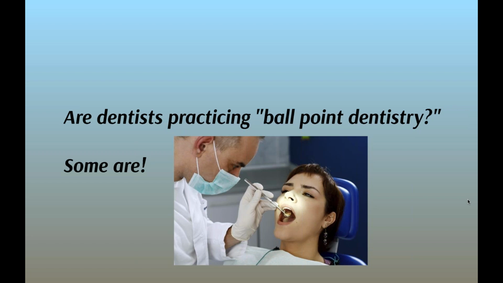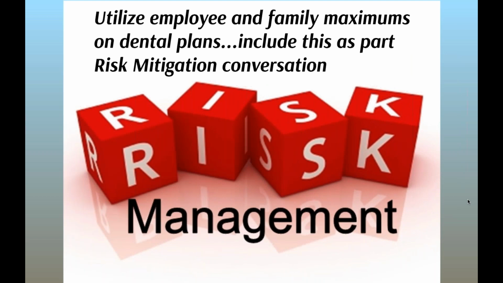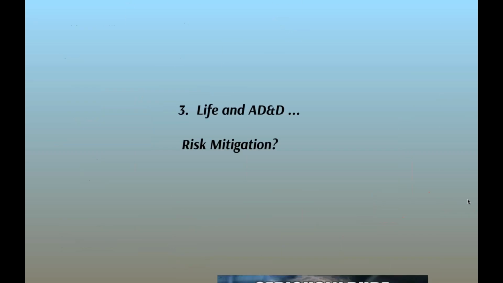And because of the dental organizations saying, hey, terrific, what we need to do here is work so we can have direct payment from the insurance companies to speed up our services. Hey, it's crazy what's going on there. And they're saying, hey, as long as I don't have to pay, as I like to say, borrow wife to pay for husband's claims, as long as I don't have to pay, I don't really care. Again, do they think they're doing anything wrong? So it's important to utilize employee and family maximums on dental plans and include this in the risk management conversation, or risk mitigation conversation, you're having with your clients.